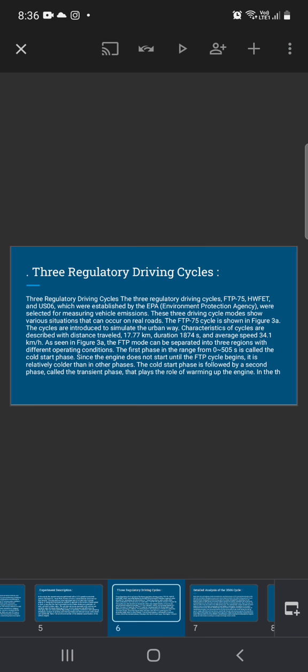Three regulatory driving cycles. The three regulatory driving cycles, FTP 75, HWFET and US06, which were established by the EPA, Environment Protection Agency, were selected for measuring the vehicle emissions. These three driving cycle modes show the various situations that can occur on real roads.